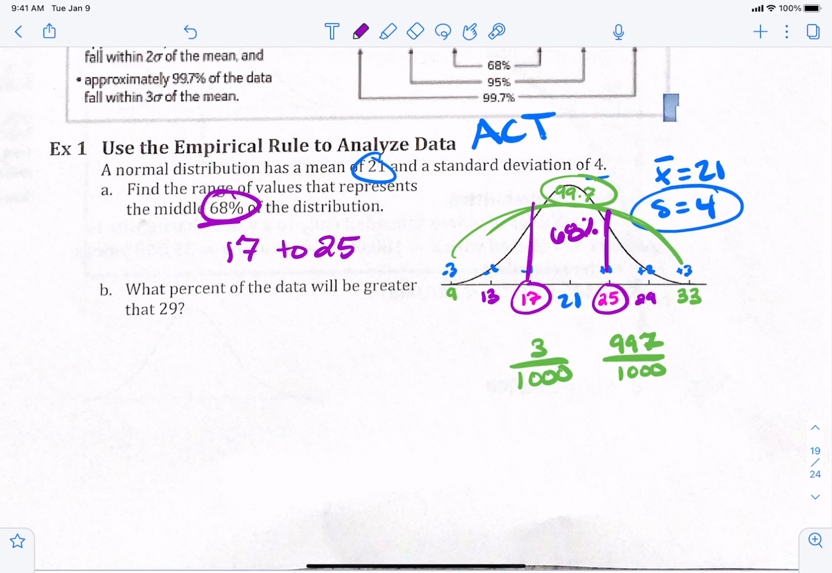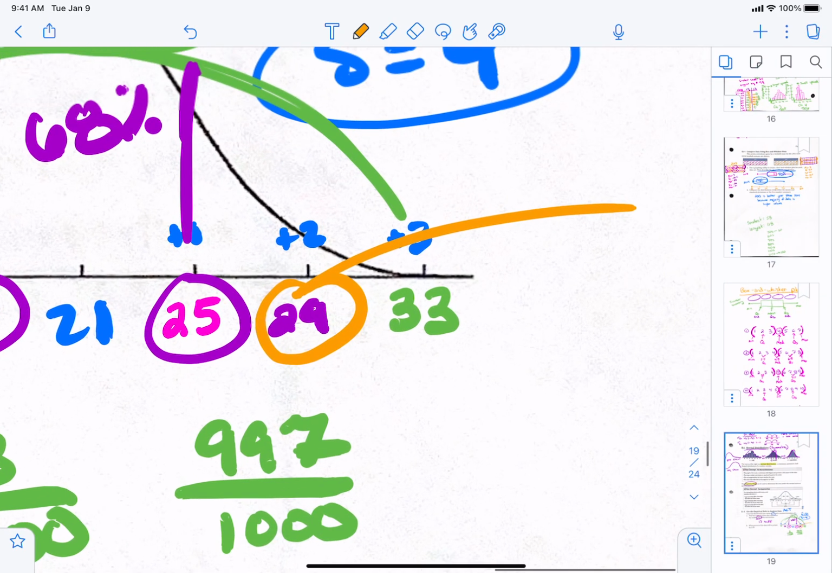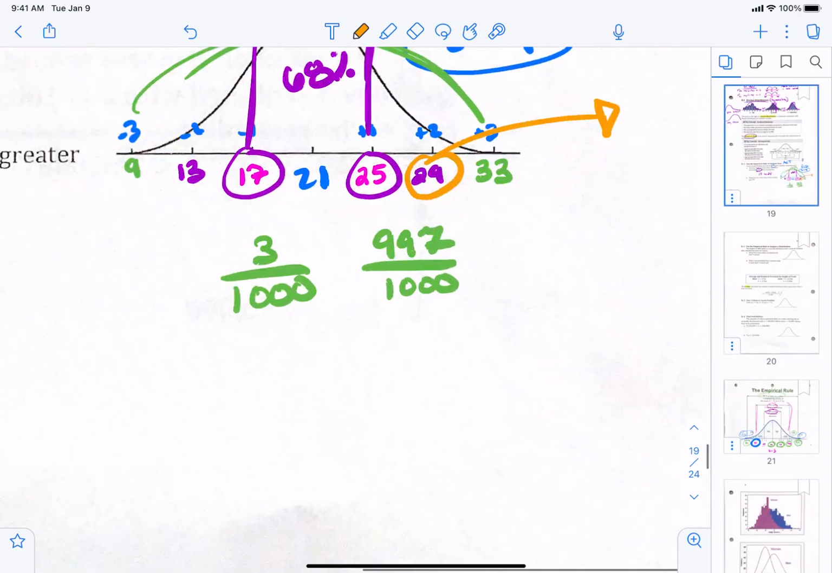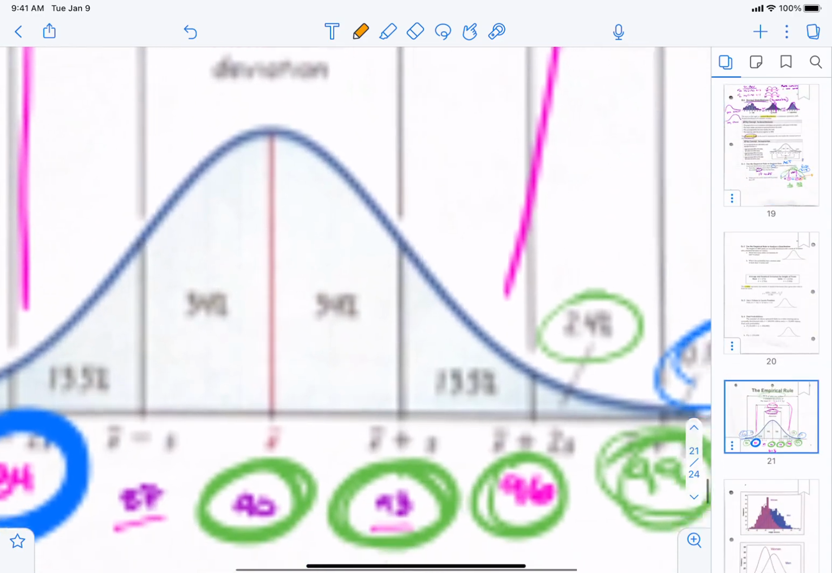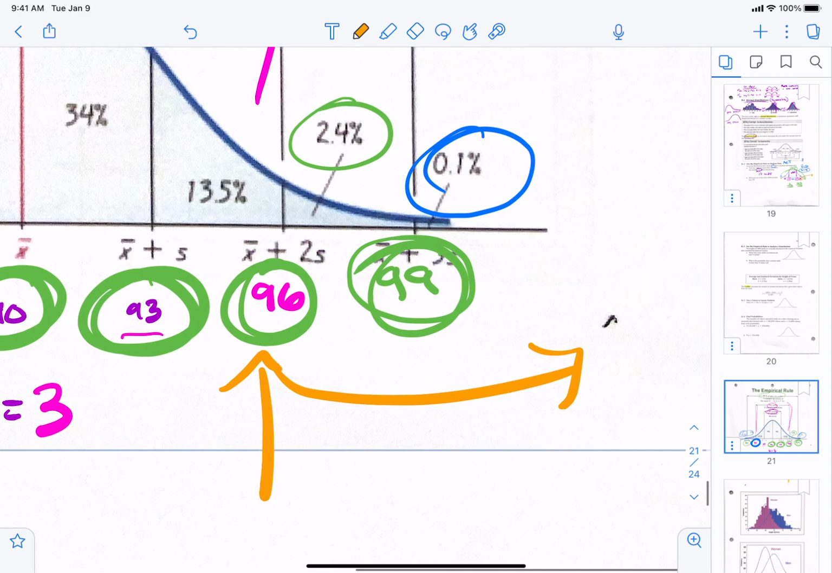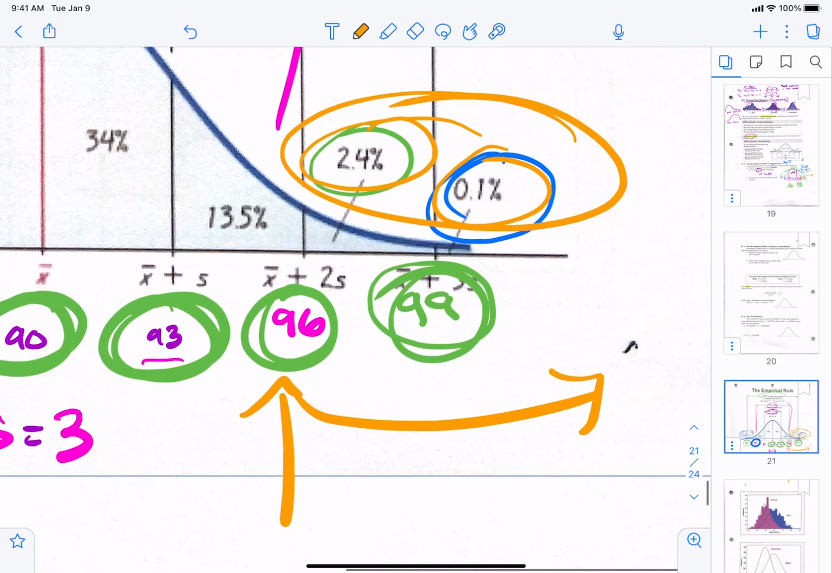What percent of the data will be greater than 29? So here's 29, and they're just saying from 29 on beyond. If you need to look at your chart, 29 beyond is going from this spot all the way to the end. So it's the 2.4 and the 0.1 added together. This grouping, 2.5%. Does this make sense?